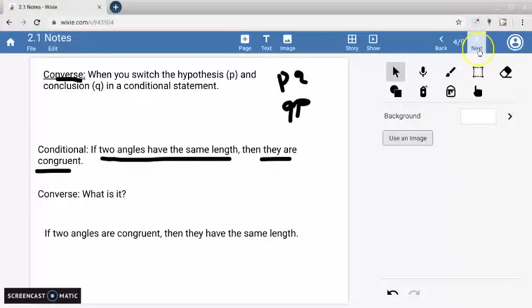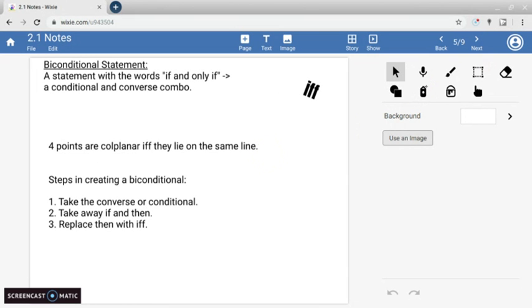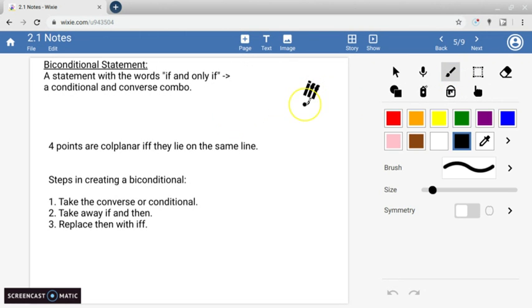Yeah, that's simple enough. And then biconditional statement. This is a statement that uses the words if and only if. And they are a conditional and converse combo. So if you have conditional and converse and you need to make a biconditional, there are steps to doing it. But first let's talk about this if with the two F's. This means if and only if. That's just a way of abbreviating it. So two points are collinear if and only if they lie on the same line.